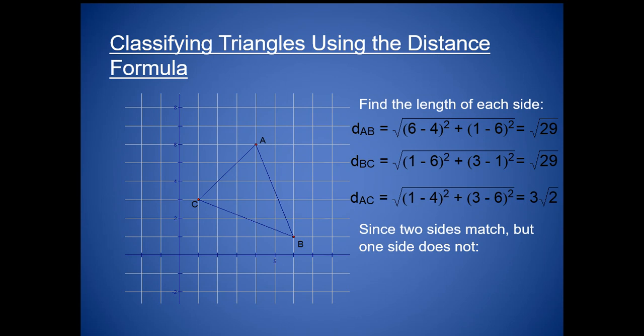So what do you think this triangle is? Easily, I can see that I have 2 equal sides. What does it mean? It's an isosceles triangle.